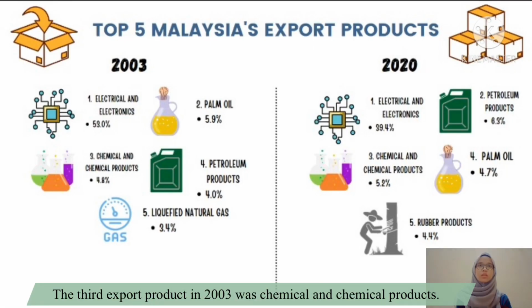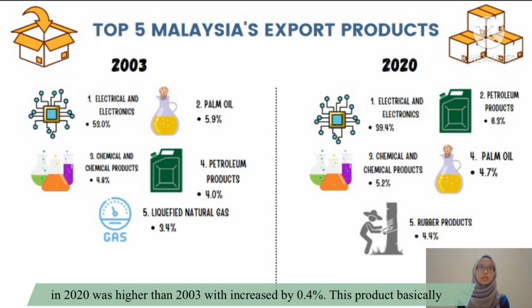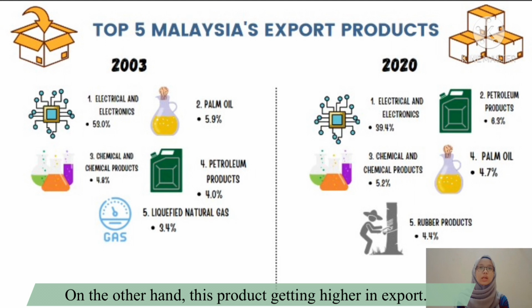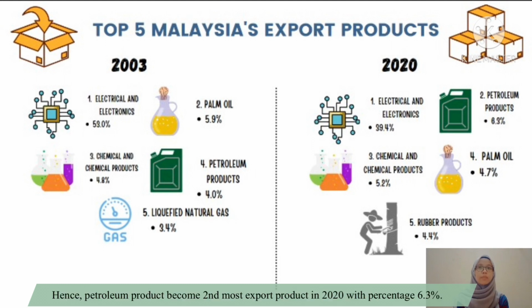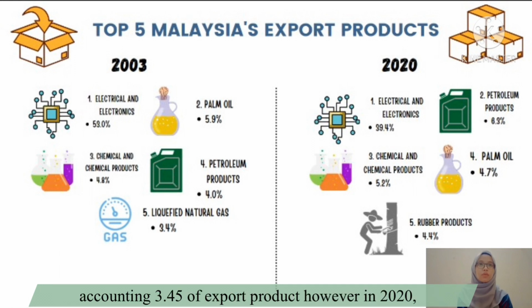The third product in 2003 was chemical and chemical products. These products have the same rank in 2020, even though the percentage in 2020 was higher than 2003, with an increase of 0.4%. This product basically contains product groups such as basic industrial chemicals and paints. The fourth product in 2003 was petroleum products at 4% of export products. On the other hand, this product got higher in export, hence petroleum products became the second most exported in 2020 with a percentage of 6.3%. The fifth product in 2003 was liquid natural gas, or known as LNG products, accounting for 3.45%.